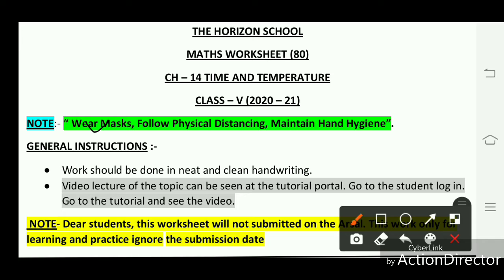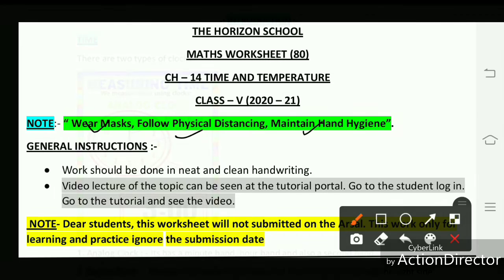Wear mask. Wear mask properly. Follow physical distancing. Stay at least 6 feet from others. Maintain hand hygiene. Wash your hands frequently, always with soap and water, for at least 20 seconds. Remember, do not touch your face and do not share food or drinks with others.